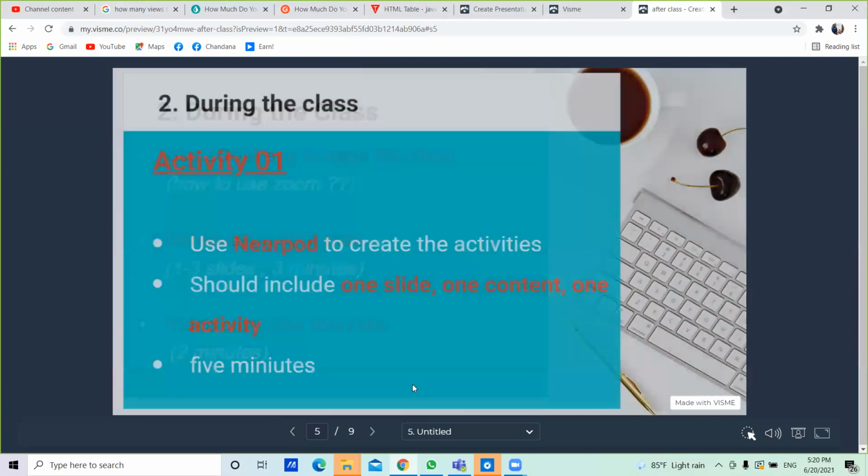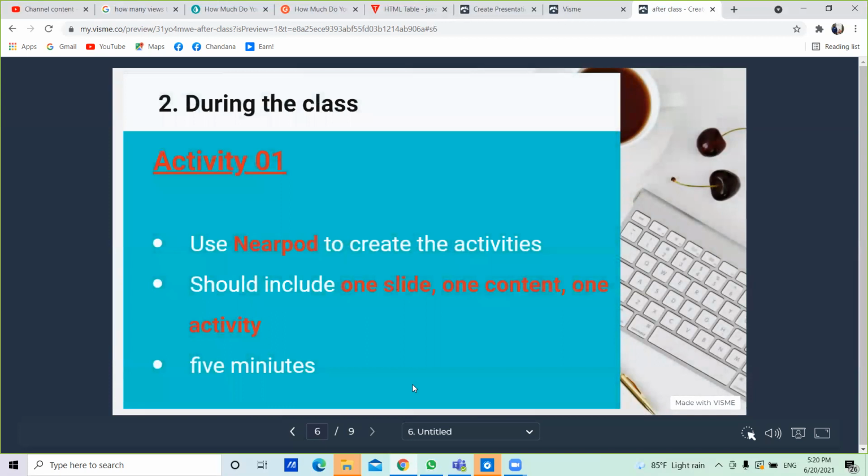Next thing, developing the lesson. After you engage or introduce the lesson, you want to develop it. In the developing part, you can do some other activities. I suggest you do 2 activities during the development part. For the first activity, you can use Neopod to prepare the activities.